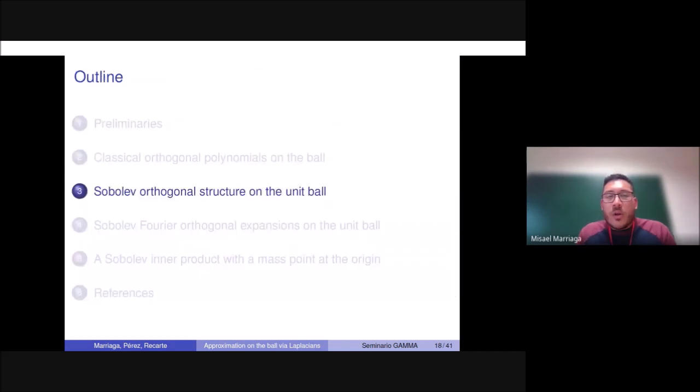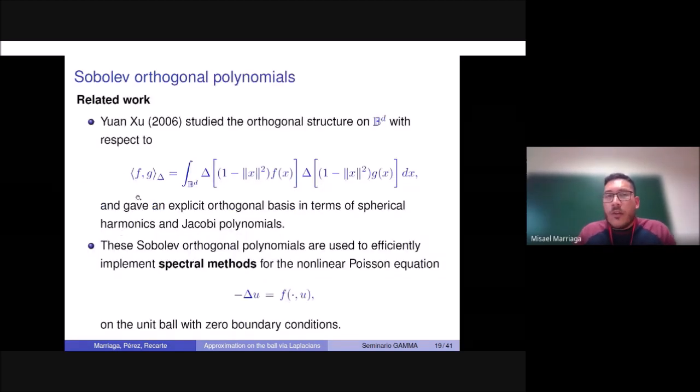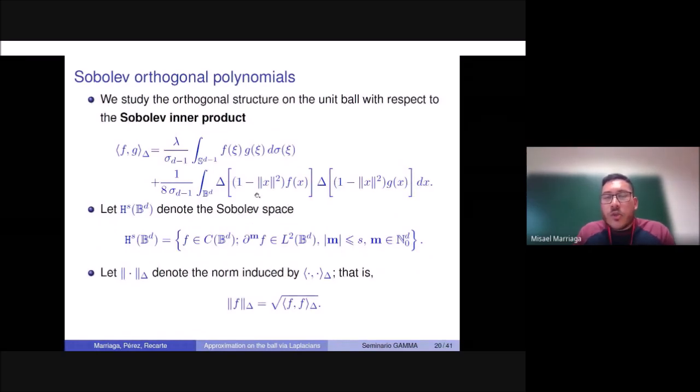All right, so that's some of the results about classical polynomials on the ball and some of the approximation properties. And now I'm going to go ahead and talk about our results. First of all, just to remind you that our motivation comes from the study by Yuan Xu, where he constructed an orthogonal basis for this inner product, and this orthogonal basis is used to efficiently implement spectral methods for the nonlinear Poisson equation that I have shown over here, with zero boundary conditions.